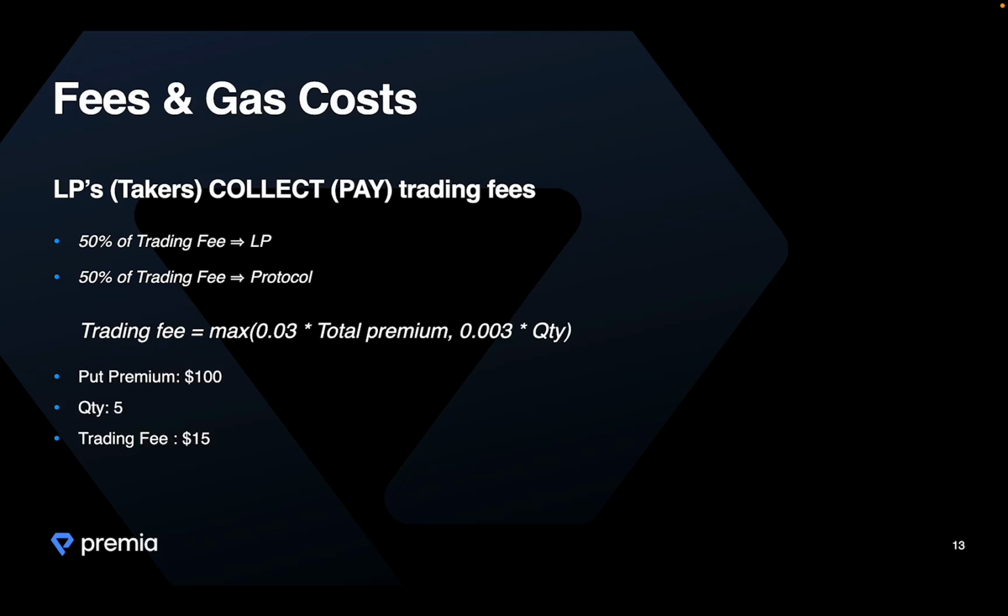In terms of trading fee, trying to understand the cost of a trade as an example. So this is the equation, right? It's the max of 3% of the total premiums or 30 bips of the quantity amount. And so just to put numbers to this, if I wanted to trade a put option and the premium on it was $100 and the quantity I wanted to trade was 5 units, the trading fee for this would actually be $15. And that would be split 50-50 between the maker and the protocol.